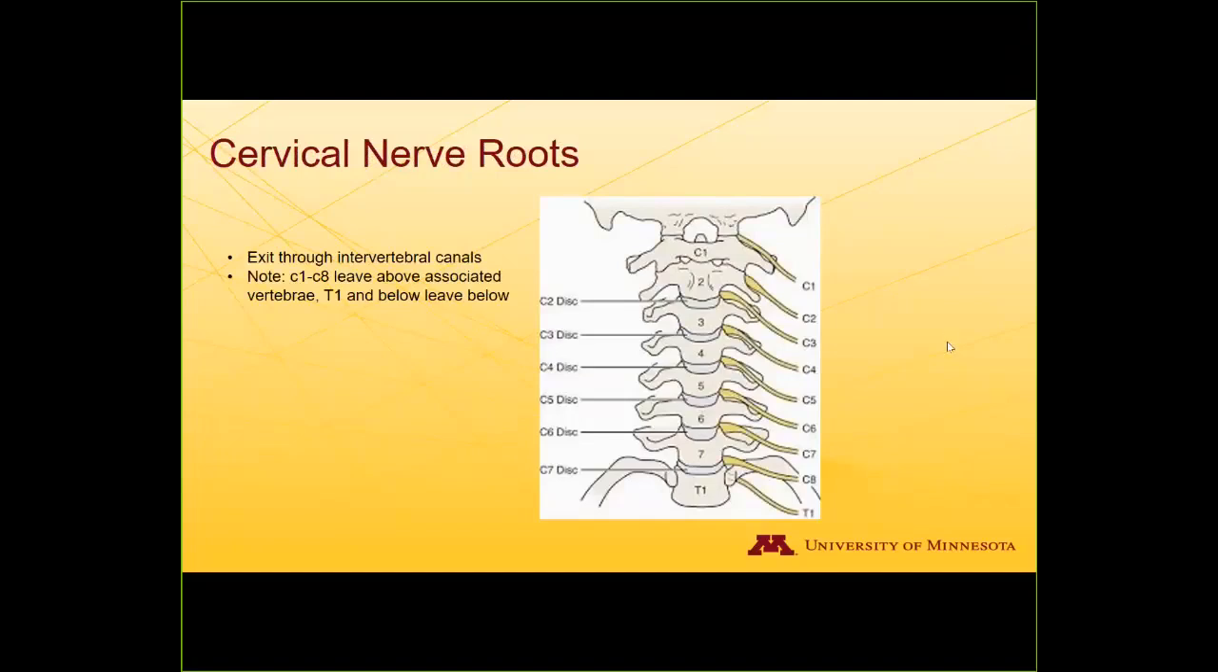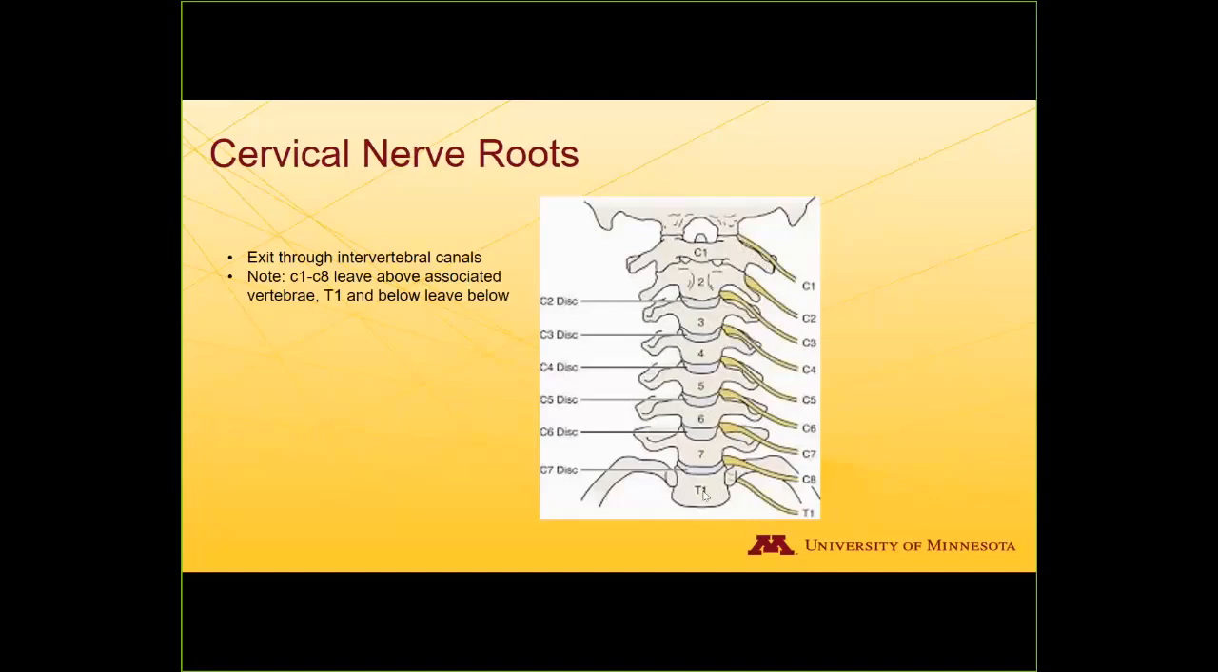Okay, so cervical nerve roots. They exit through the intervertebral foramen, and basically from the level of C1 down to C7, they exit above the vertebrae. Okay, so as you can see here in this particular diagram, they exit above the vertebrae. Can you see my mouse cursor here? Yeah. Okay, cool. So that's where they exit. So they exit above the vertebrae.